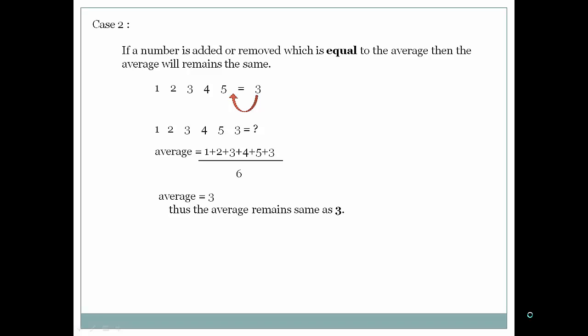Consider the previous example I have told you. For 500 numbers, let the average of the 500 numbers be 75. If I am going to remove or add a number 75 out of those 500 numbers, the average will be 75 only, because I am adding a number which is equal to the average. So the average will remain the same. We need not calculate. Again, we need not go with the formulas.